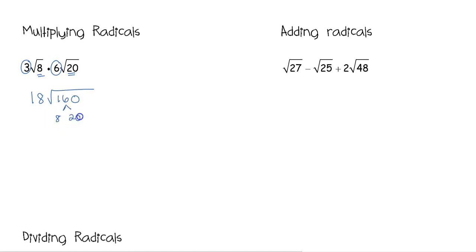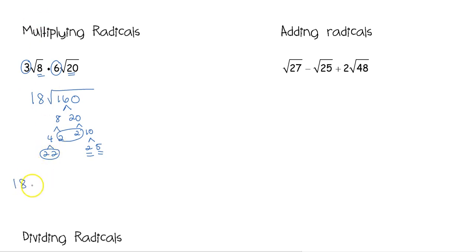So we've got 8 and 20, 4 and 2, 2 and 2, 2 and 10, 2 and 5. We're going to look for all of the different groups, pairs of 2s, and then we have a 2 left over and a 5 left over. We want to be careful here. We already had an 18 on the outside of the radical. We don't want to forget about that. So the 18 was already there.